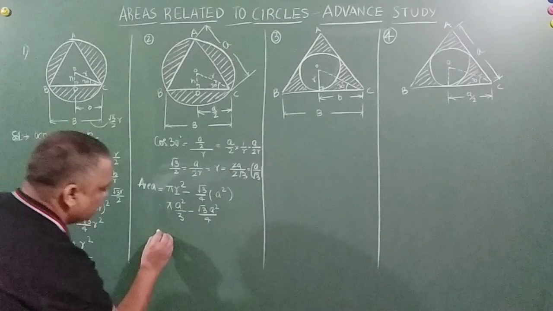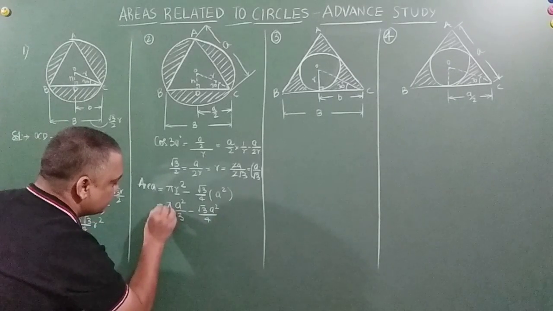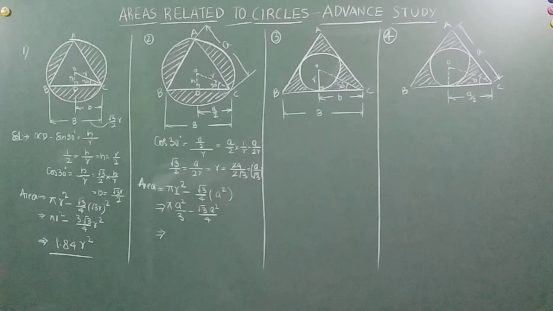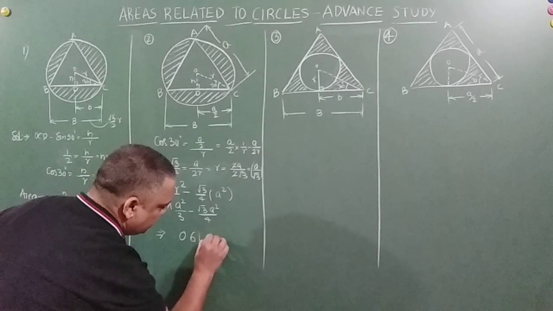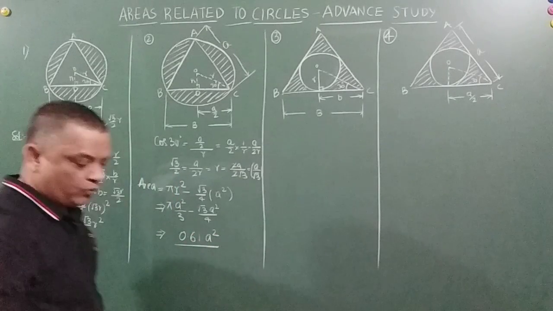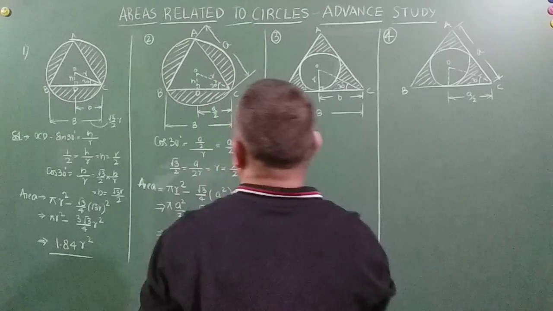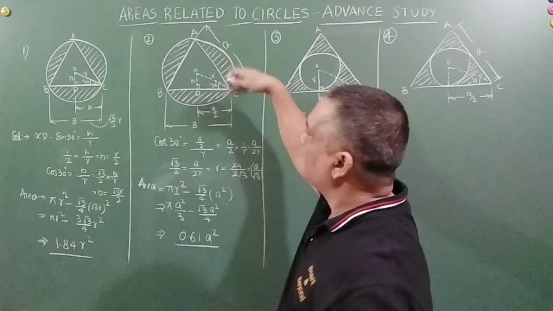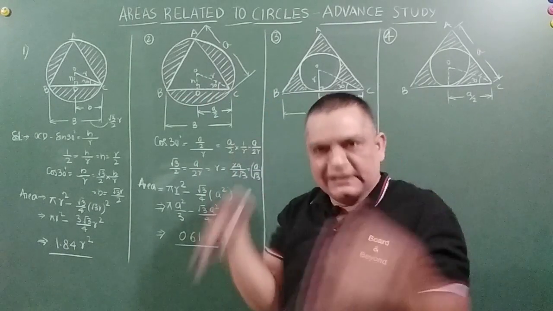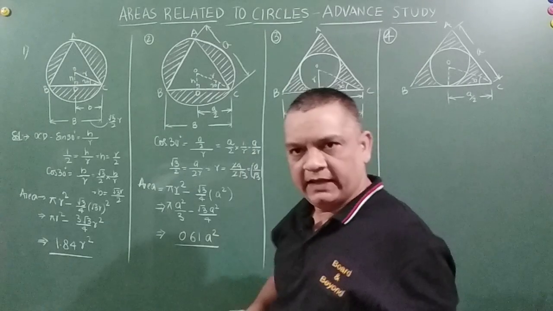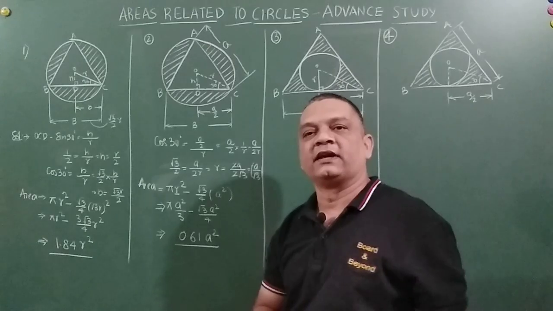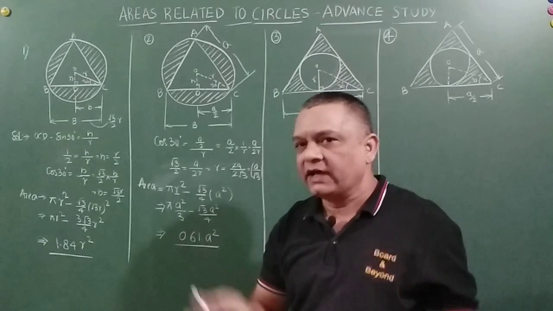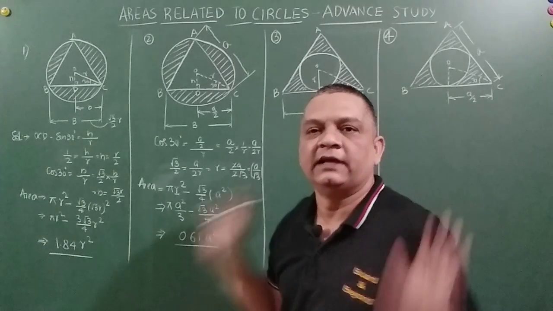Right friends? So I am not going to completely solve it. You can basically solve it at your place. So this will be equal to 0.61 a square. That means, what does it tell us? It tells us that if in the examination you get a circle in which there is an equilateral triangle inscribed with side a, then the area of the shaded region will be 0.61 times a square, right? So whatever you have done, you can very well cross check it immediately here.